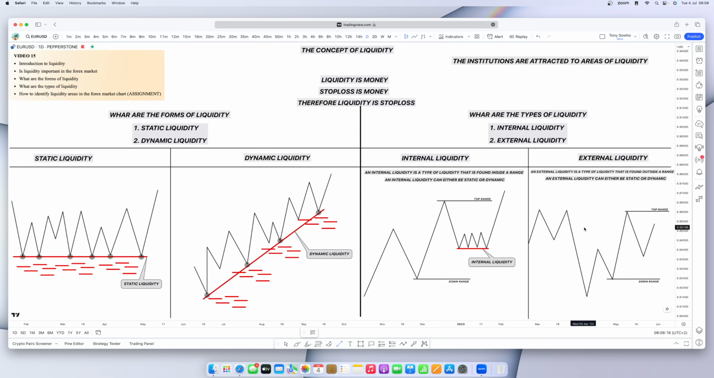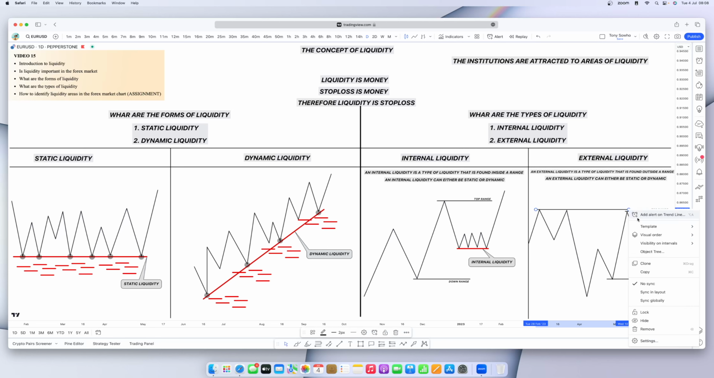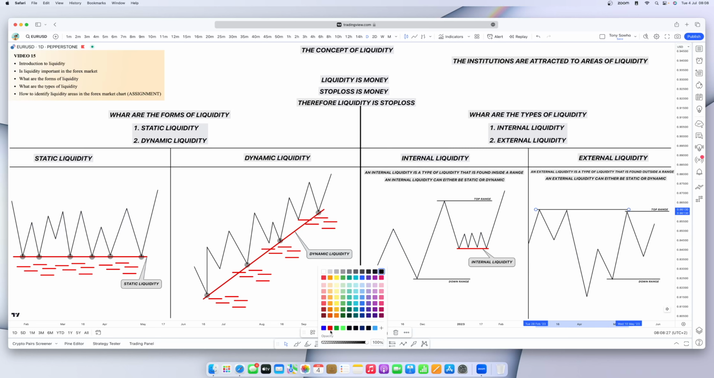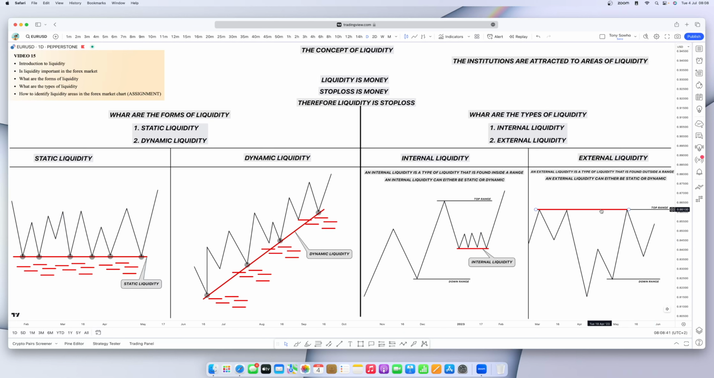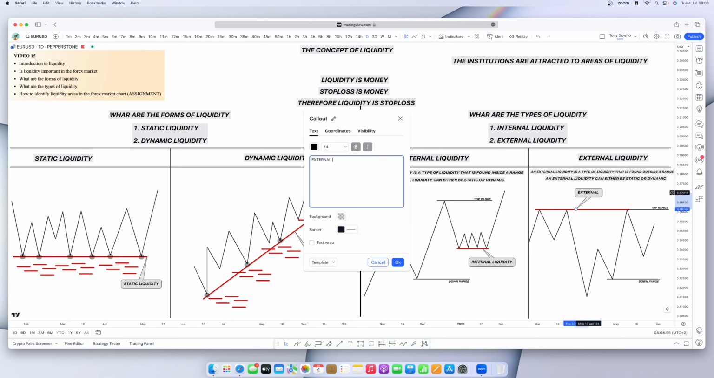Now in this area, this is a liquidity here. All of this area is liquidity. But now this is a static external liquidity. Why? Because an external liquidity is a type of liquidity that is found outside a range. See it now, this is a liquidity, but this liquidity now is an external liquidity. Why? Because this is not in the range anymore. This is outside the range.